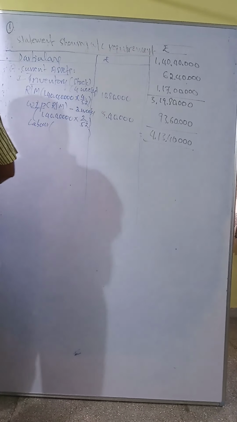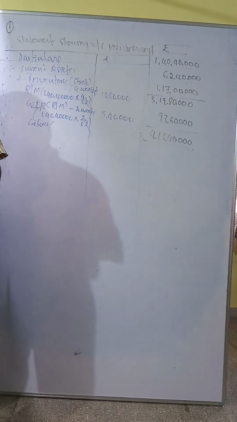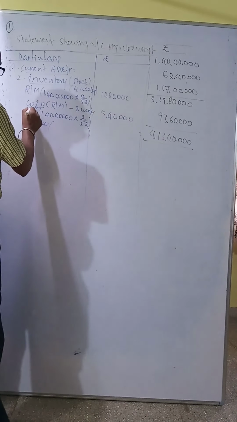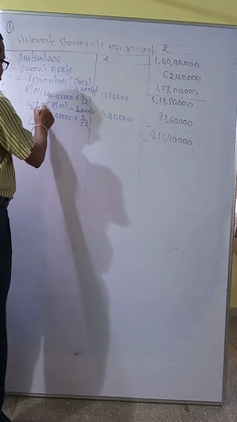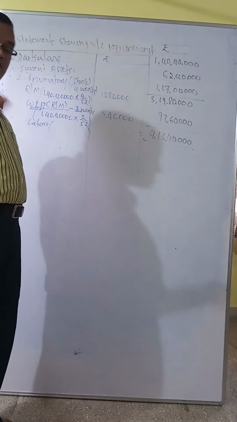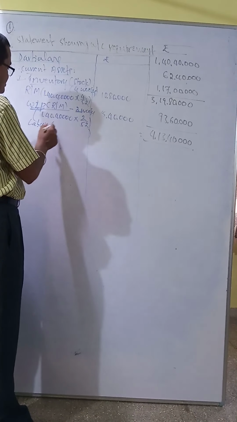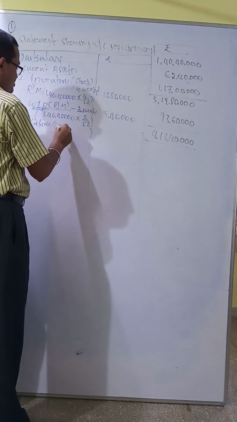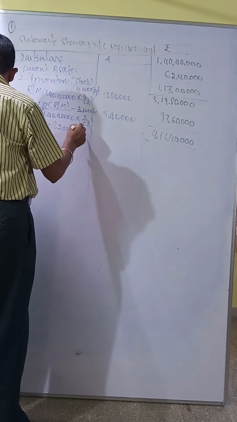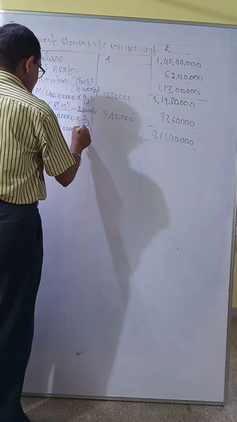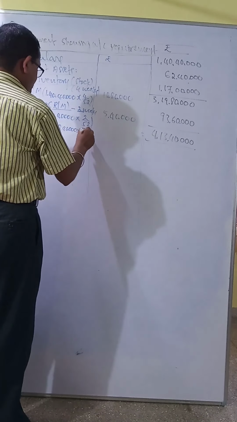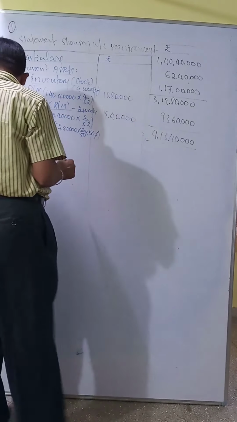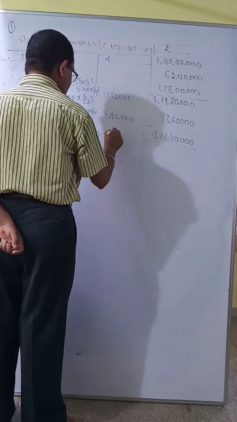Here is a very important thing you have to remember. For work in progress, 2 weeks is required for labor and overheads. So the labor cost written here is 62 lakh 40,000 into 2 by 52 into 50%. So you get 1 lakh 20,000.